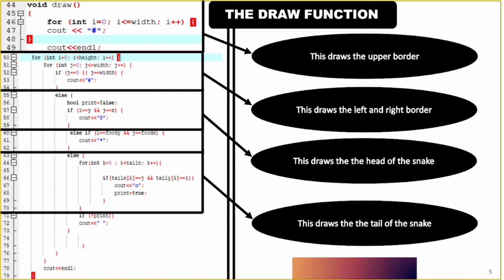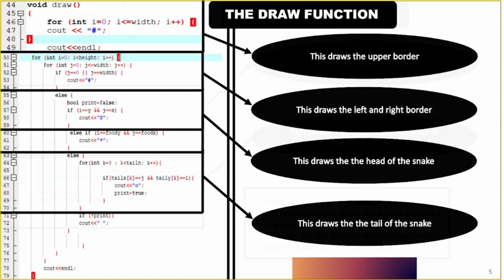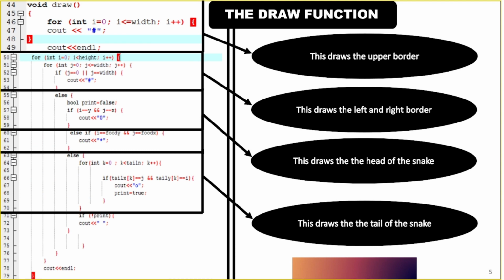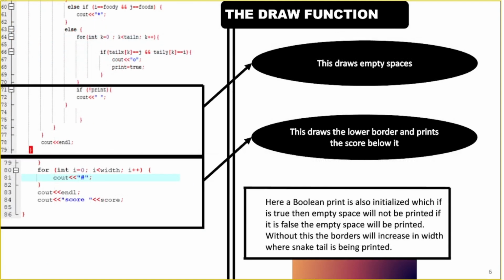Okay, now for the bottom, similar to the top border, this loop prints the hash character for the bottom border. And for displaying the score, we have the function print the score. Okay, notice we have used a boolean, right? Boolean print for this. And why did we use it? It's to track whether the current cell being processed in the game grid should be printed to the console or left as an empty space, right? The primary purpose of this is to avoid double printing characters, and also, with the increase in the snake tail, the border should not increase as well, right?